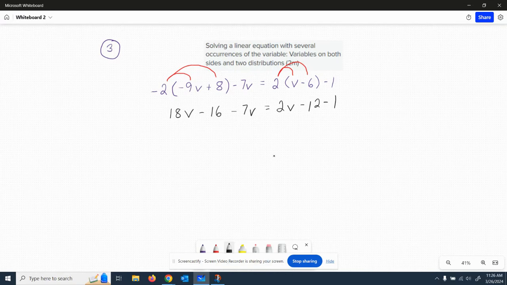All right, now we pretty much just have to clean up. On the right side, 18v minus 7v is going to give you 11v. And then we just bring down the 16. On the other side, we can clean up the numbers. Negative 12 minus 1 is going to give you minus 13. All right, now we just go one way with the numbers and one way with the variables. I'm going to add 16 to both sides.